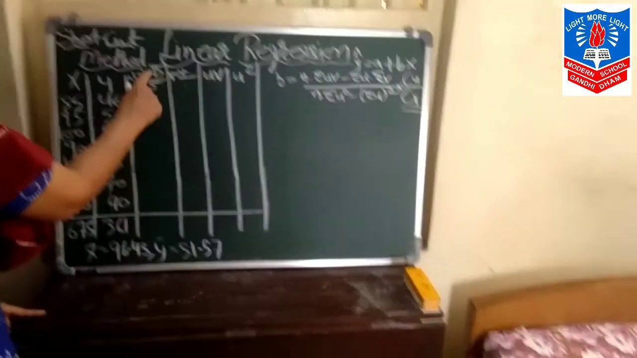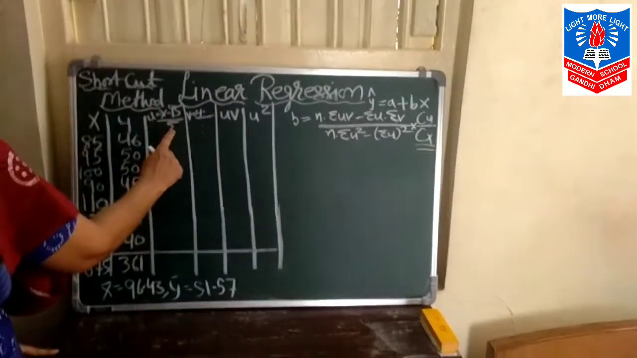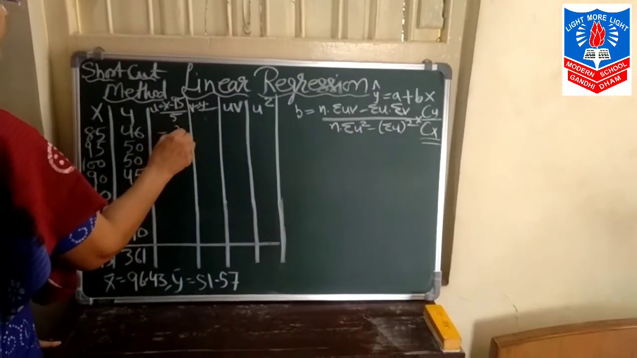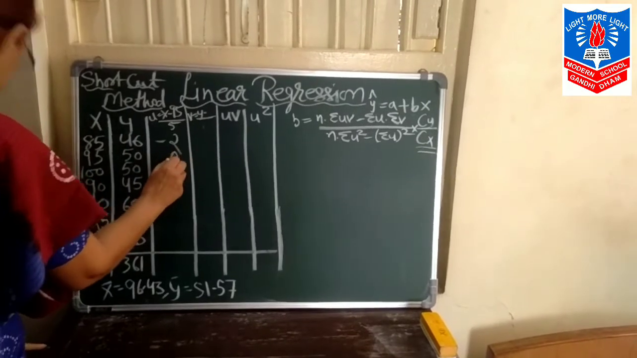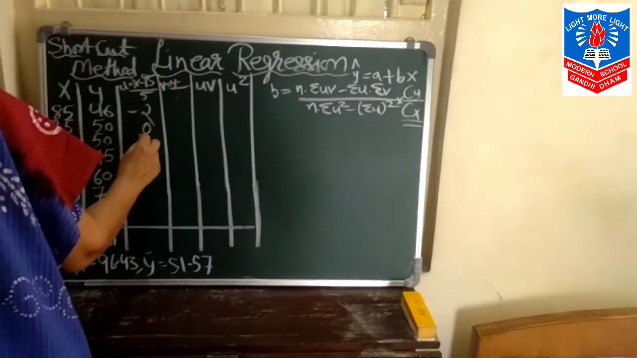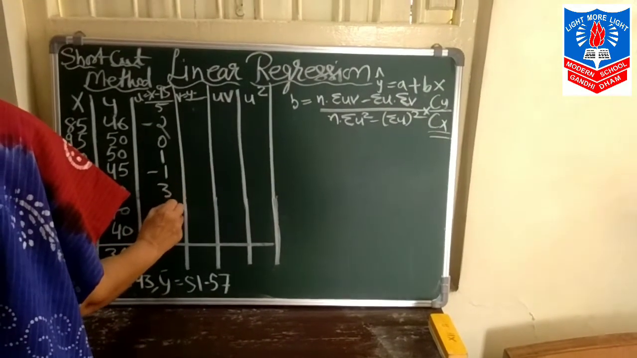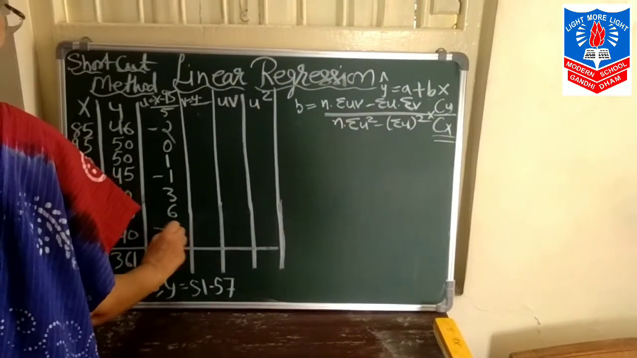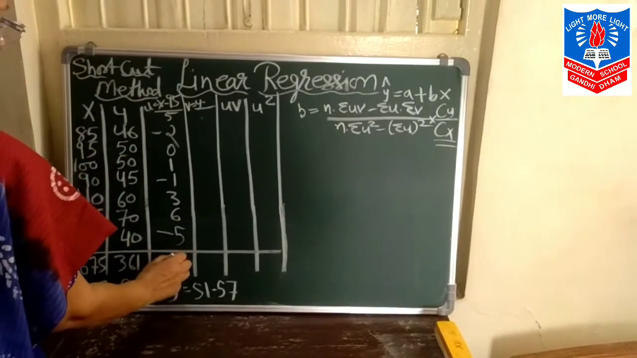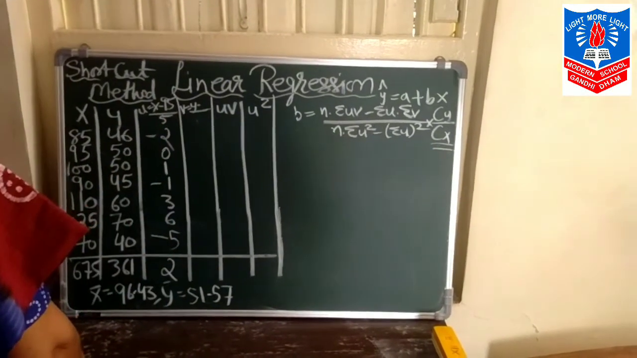Now like here, 85 minus 95 is minus 10, divided by 5 will be minus 2. This will be 0. Next to that will be 1, minus 1, 3, 6 and minus 5. And the total of this comes to 2.